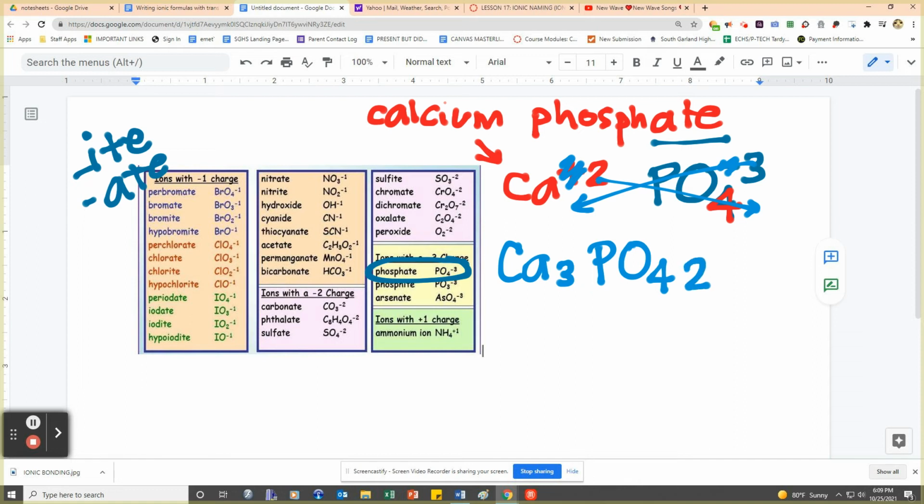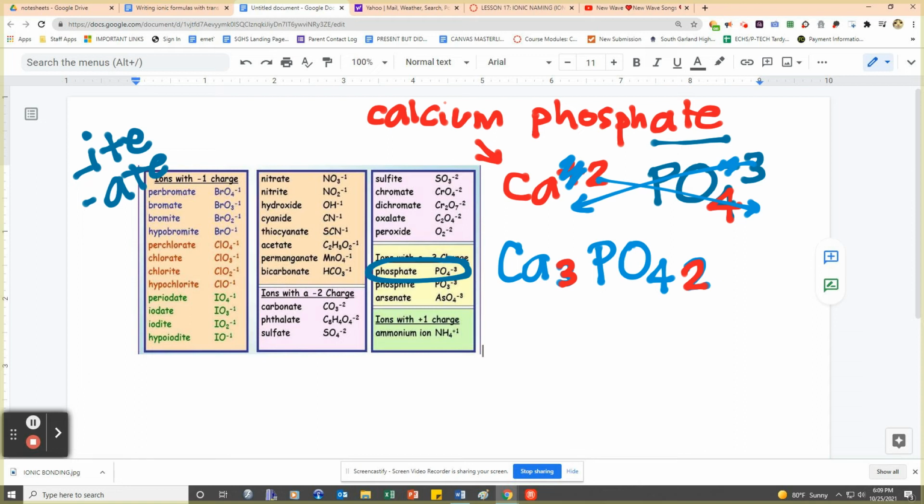Remember, in the last step, you have to report the numbers that you switched, only the numbers that you switched, in lowest terms. So the numbers that I switched are 3 and 2. Can you think of a number to divide 3 and 2 with and get a lower set of numbers? No, right? So there's no other number that you can divide 3 and 2 with and get a lower set of numbers. So the answer is this.